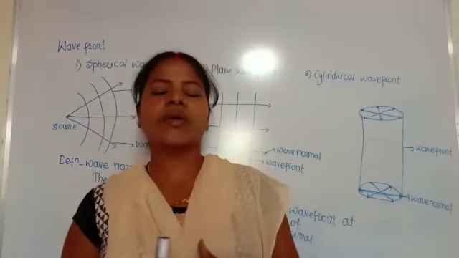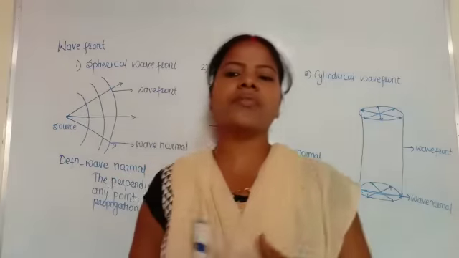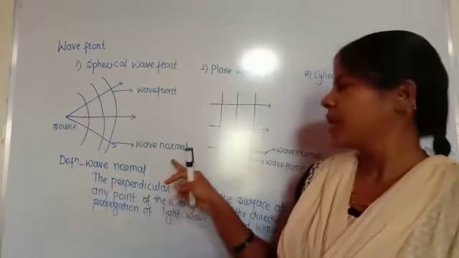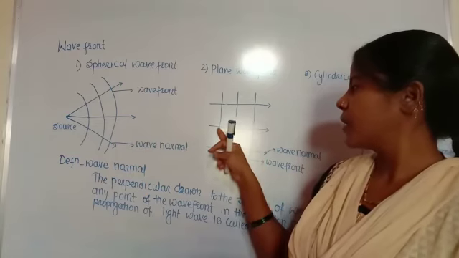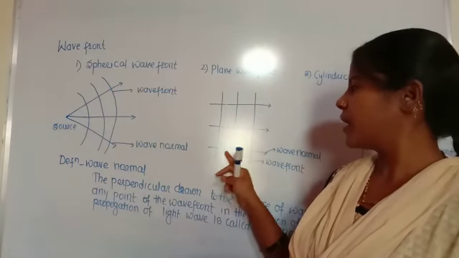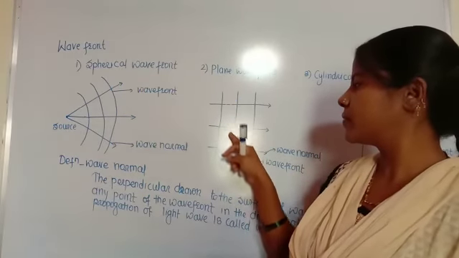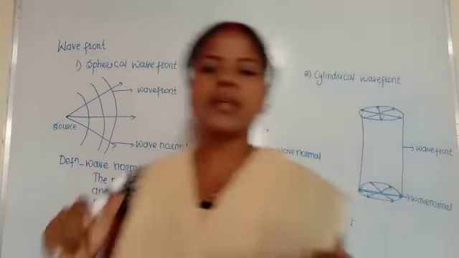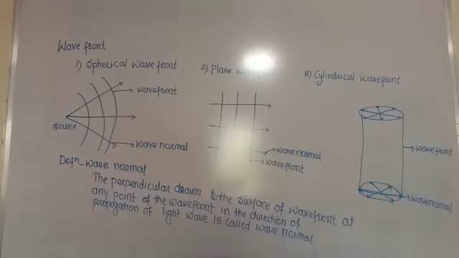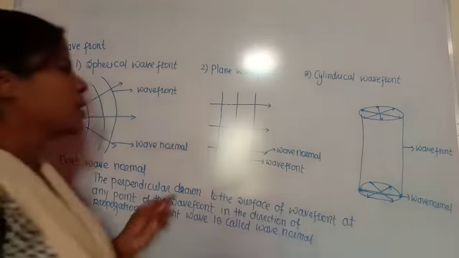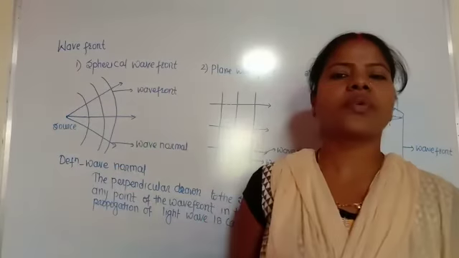And the last one: the rays of light in the plane wavefront are parallel to each other, and radially diverging rays represent the spherical convex wavefront. So these are the four properties of wavefront.